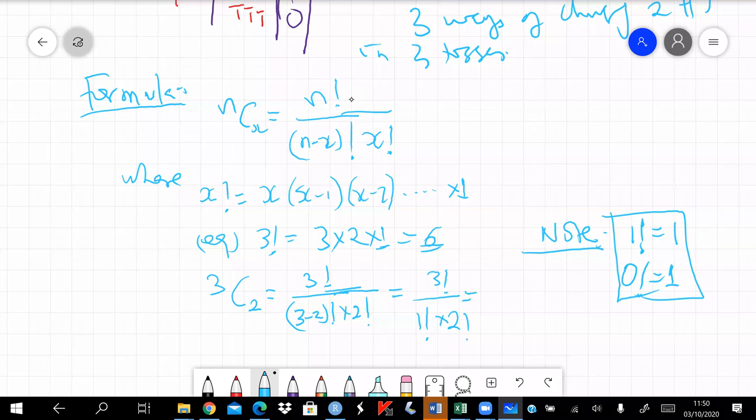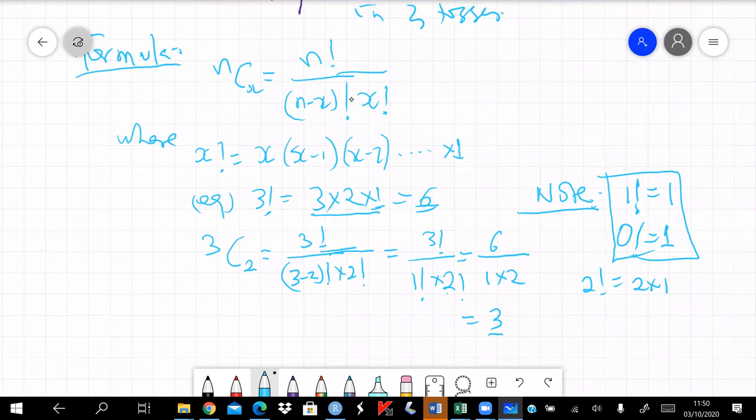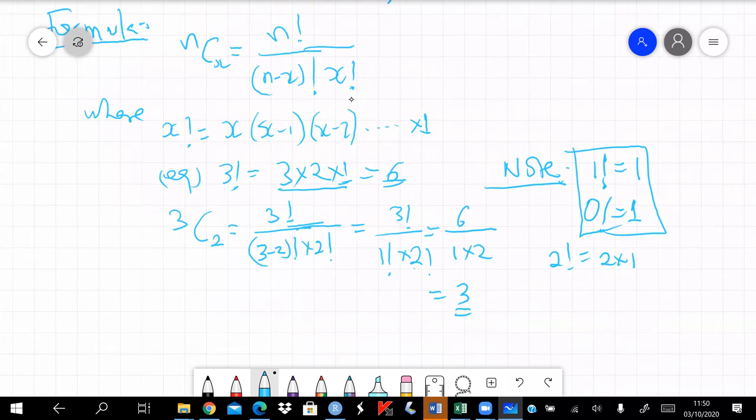So that means if I work using this formula here, this will be 6 divided by 1 times 2 factorial, which is the same as 2 times 1, which is 2. So you'll get the answer is 3. But you see, that's a very lengthy process. But that's in the background, that is what your calculator will be doing. So I'll prefer that in this class, we adopt the calculator.